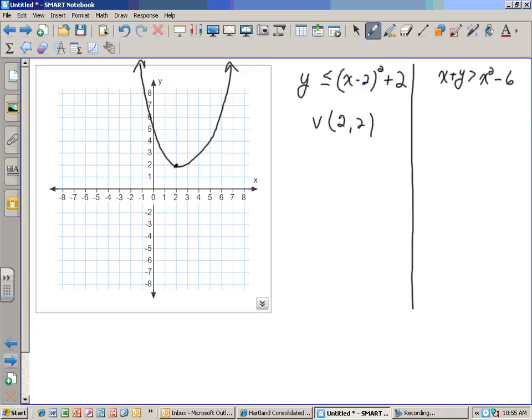All right. But now what's involved here is shading. So the question is, do I shade inside the parabola or outside the parabola? And what's the easiest number to pick here? 0, 0. Let's pick the origin. So we'll put in 0 for y. We'll put in 0 for x.